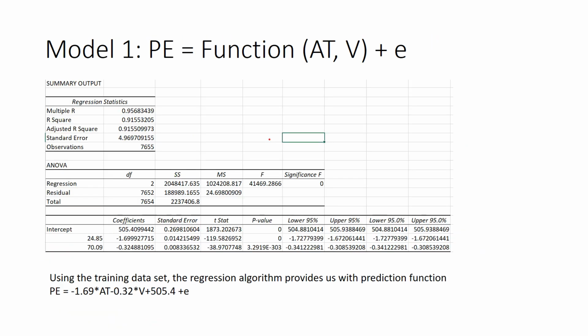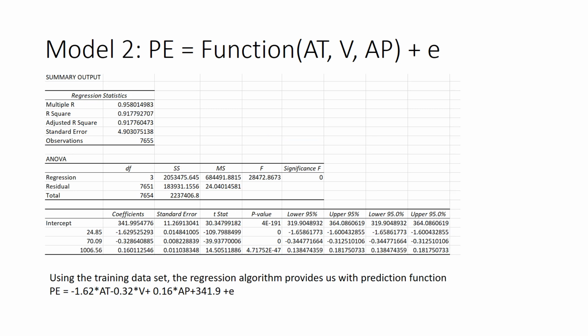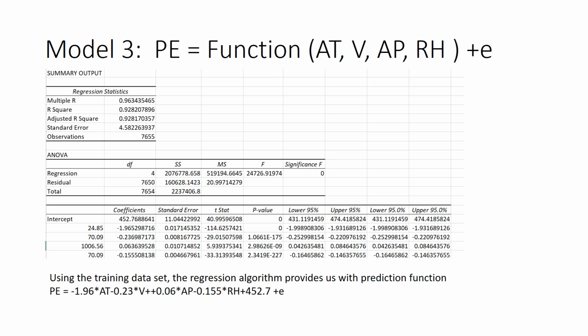Using the training dataset and Excel as a tool, the regression algorithm provides us with the prediction functions for the three models which we've been talking about. The first one is the electrical output as a function of temperature and volume. The second one, electrical output as a function of temperature, volume, and ambient pressure. Third one, electrical output as a function of temperature, volumes, ambient pressures, and relative humidity.